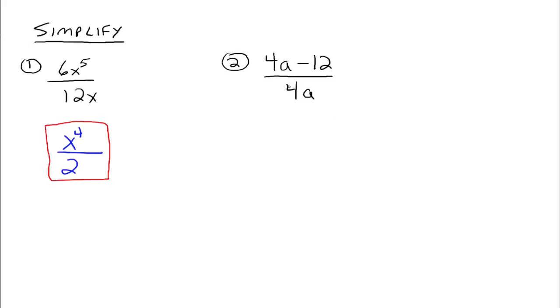Since we just figured out we cannot just cancel the 4a's out and be left with negative 12, the concept that we want to make very clear here is to factor the numerator and factor the denominator.